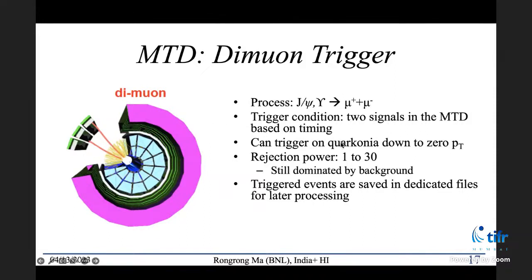One very good feature about the MTD is that it can trigger on quarkonium, even the J/psi, down to zero pT, which is quite interesting, especially for the J/psi measurement. Before the MTD, STAR could only measure low pT J/psi using minimum bias events, which have much lower rates, or much less luminosity, to make such a measurement. The rejection power is about 1 to 30. So we select one event out of 30 events from the dimuon trigger.